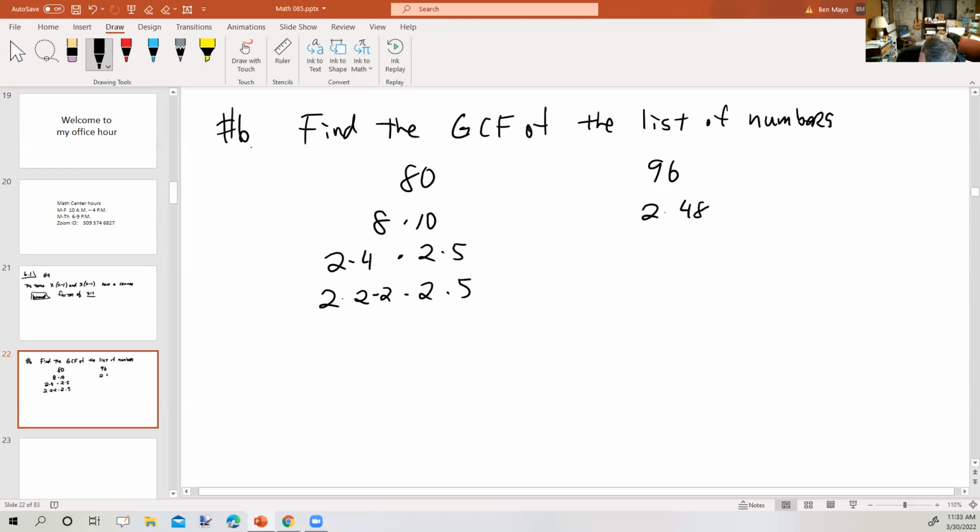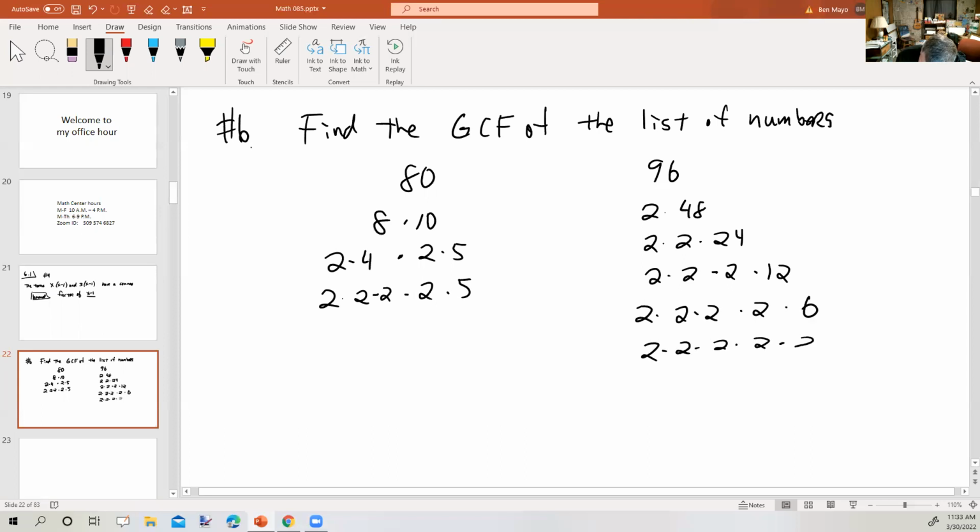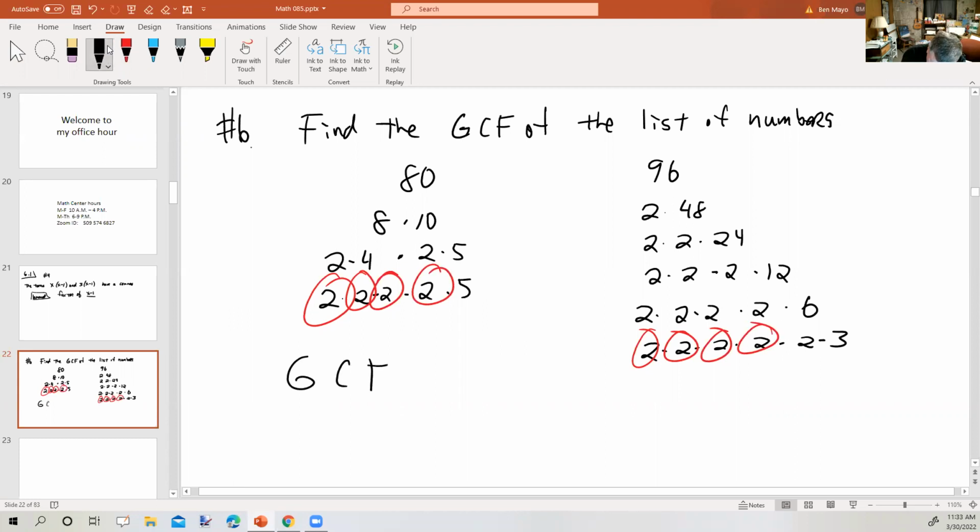96 is 2 times 48, which is 2 times 2 times 24, which is 2 times 2 times 2 times 12, which is 2 times 2 times 2 times 2 times 6, which is 2 times 2 times 2 times 2 times 2 times 3. Okay, so what's in common? Well, they both share a 2, they share a second 2, they share a third 2, they share a fourth 2. So the greatest common factor is 2 times 2 times 2 times 2, which is 16. Any questions about that?